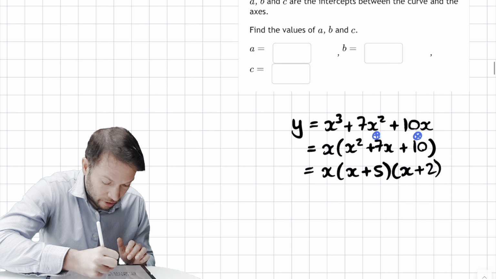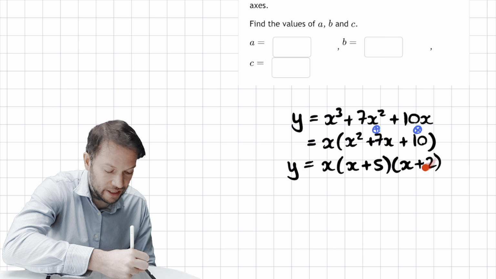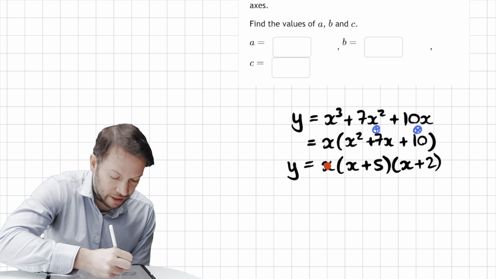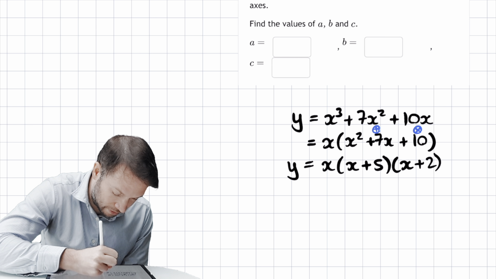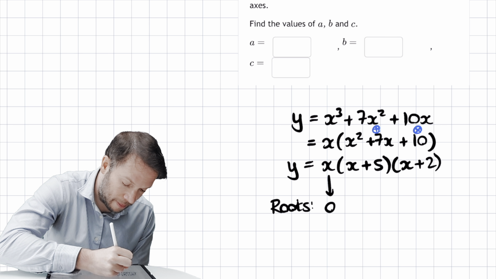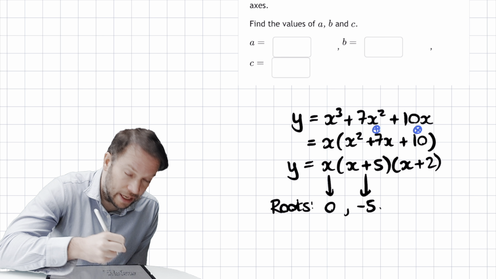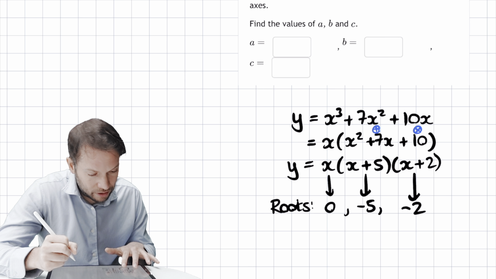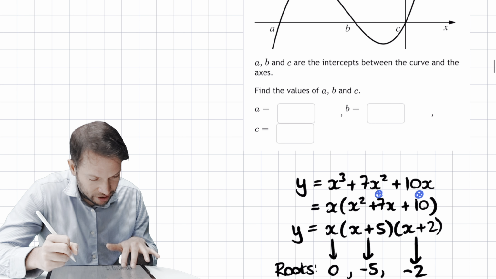Okay, so let's look at these. None of these are repeated factors. Nothing is squared here. It's just x without a power. And so if we make each of these 0 to get the roots, as we did before, then the roots are going to be, if x is 0, you just get 0. If x plus 5 is 0, then you get minus 5. And if x plus 2 is 0, you get minus 2. So that's going to give us our roots of 0, minus 5, and minus 2, the x-intercepts.